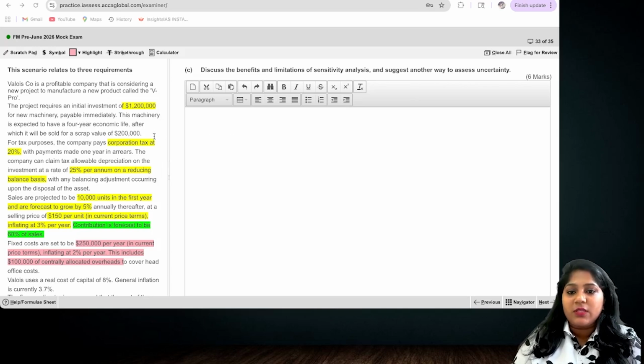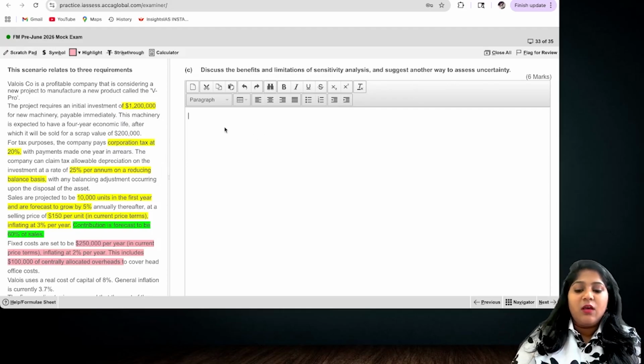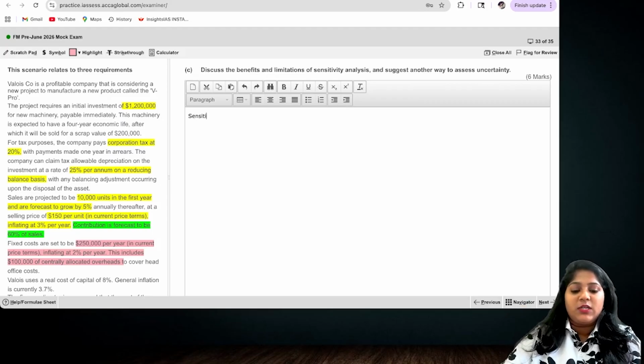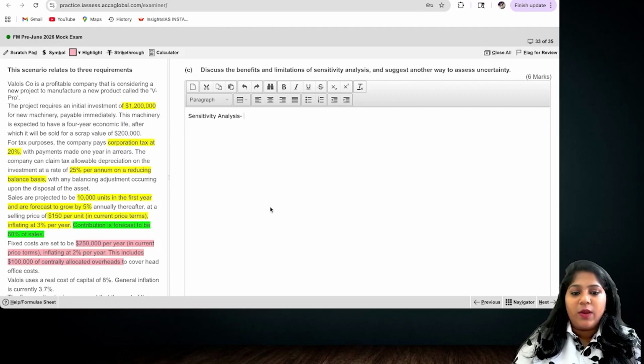I will go ahead and talk about the benefits of sensitivity analysis, because they ask to discuss benefits. First, give some information on what sensitivity analysis is. Maybe just a one line explanation if you want to give. So, what is that one line information that we will consider? It is a method for assessing risk and uncertainty in investment appraisal. That's all.